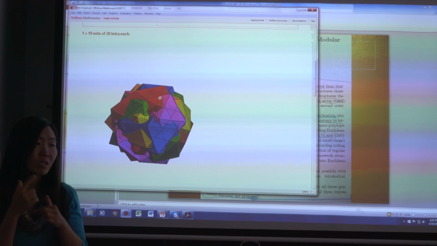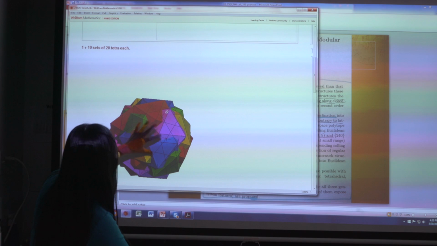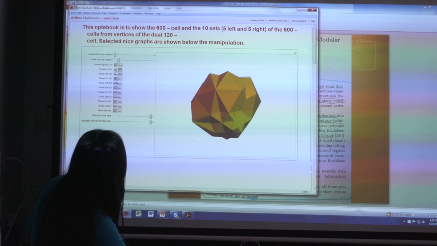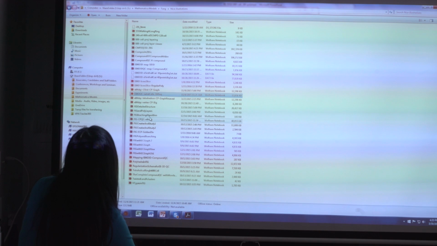Right. So you can make it either chirality, right? Yes. And for the 600-cell, when you put them together, there's right and left also. So this is a 2. Is this 2 sets? It's hard to see. I think 240 polytope, 240 cell.